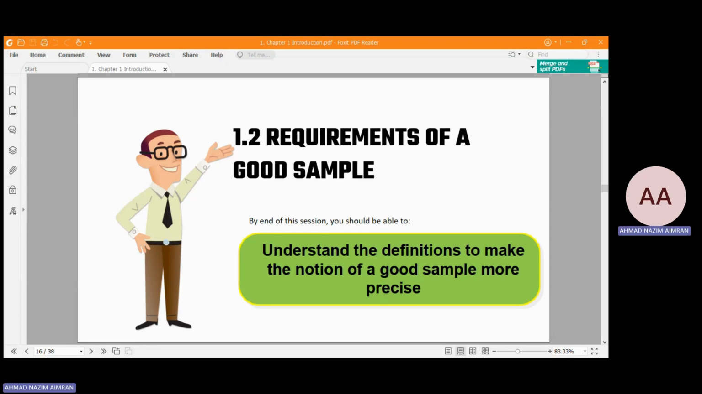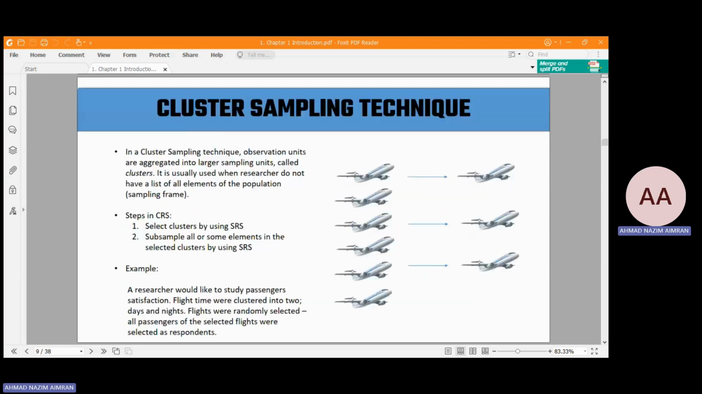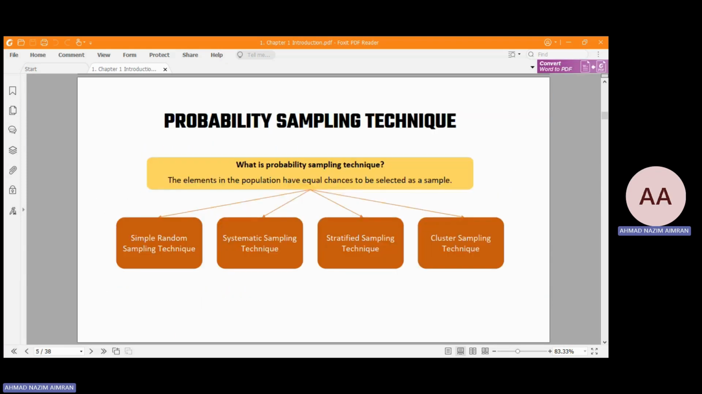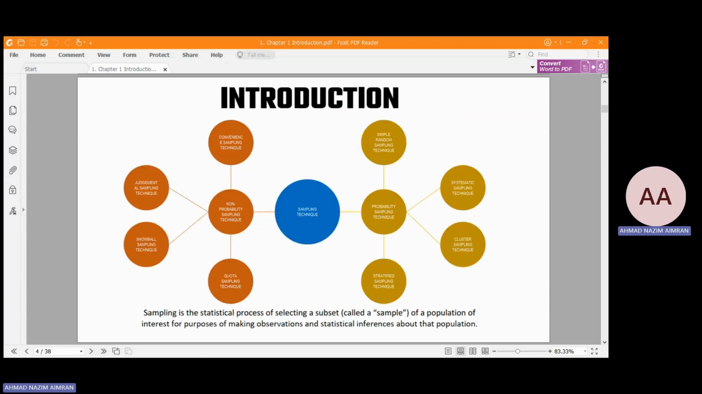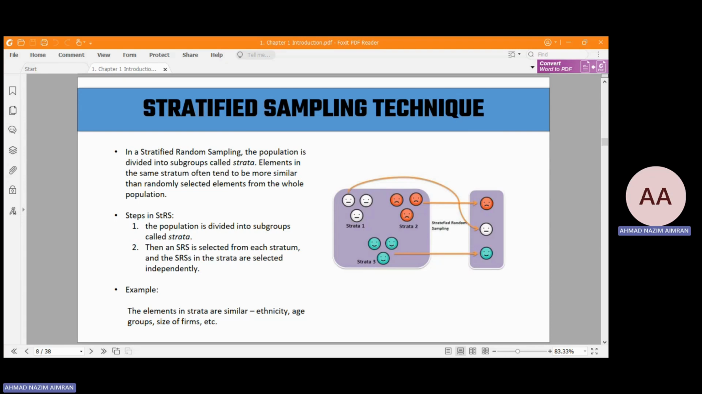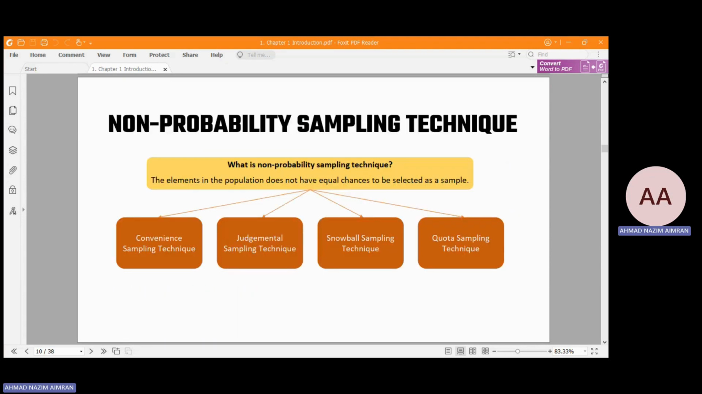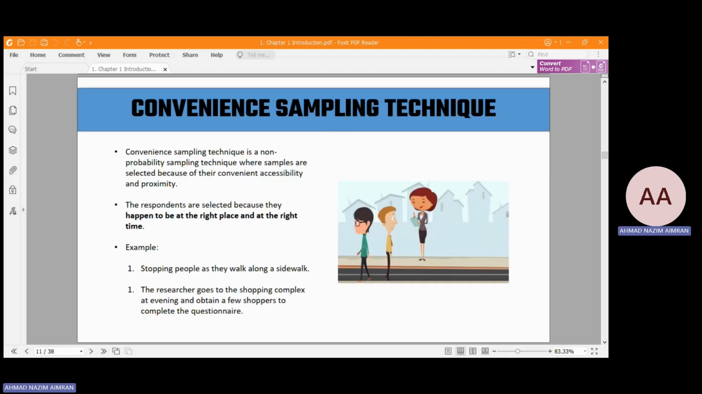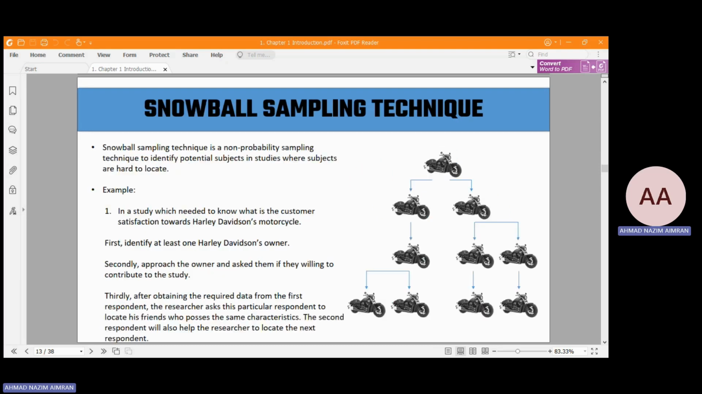Just to recap what we have learned last week. Last week we learned about the probability sampling technique and the non-probability sampling technique. I hope that all of you are able to differentiate between all 8 techniques in the probability and non-probability sampling techniques. We discussed all of this last week, and if there's any question about probability sampling and non-probability sampling techniques, please let me know in our discussion later on.